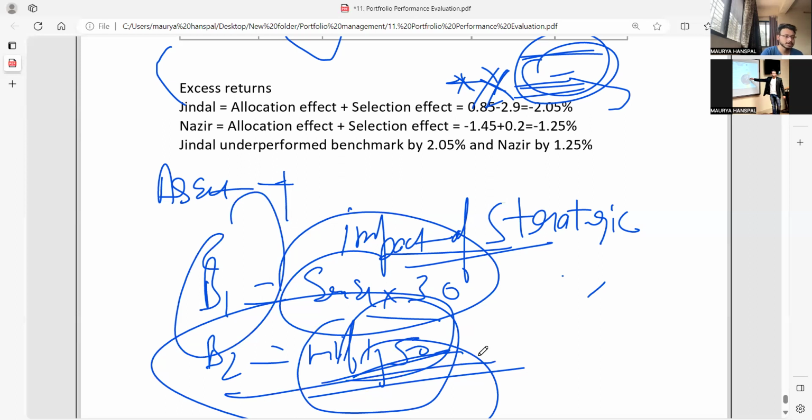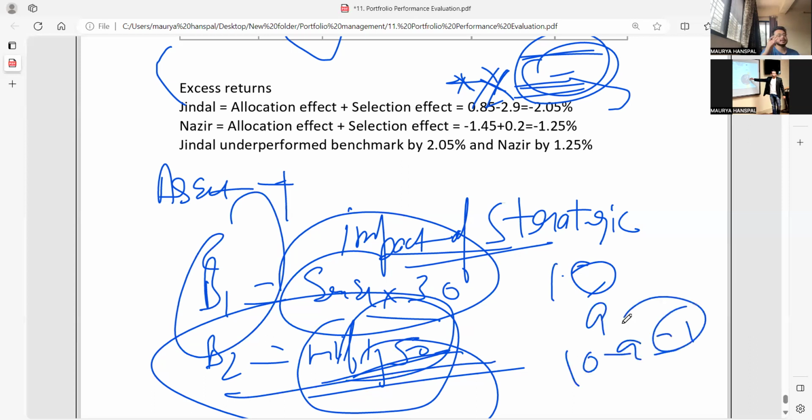So just assume Sensex 30 gave you 10% return and Nifty 50 gave you 9% return. So 10 minus 9, 1%. B1 minus B2, the benchmark one return minus the benchmark two return, is the impact of strategic. Here it is not connected with the portfolio calculation. It is just the difference between benchmark one and benchmark two. So 1% is your impact of strategic.